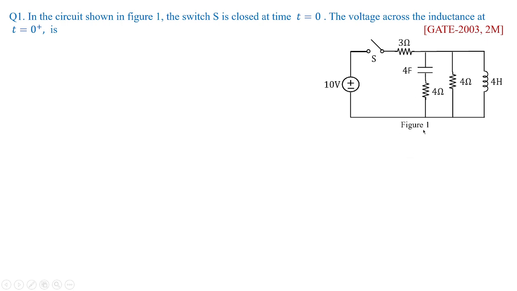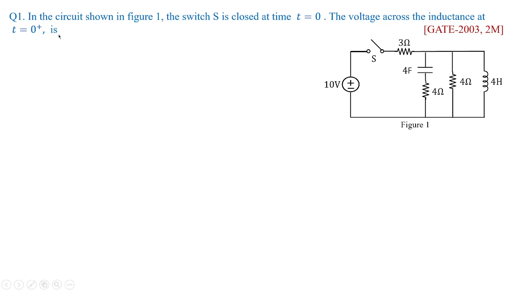You can see in this figure 1. You have 4 farads of capacitor, 4 henries of inductor connected parallel with 4 ohms, and this capacitor is in series with 4 ohms. All are connected in parallel, and that is connected in series with 3 ohms, and the switch is provided, and 10 volts is going to give the energy to the circuit. So the switch is closed at time t equal to 0. We need to find out the voltage across inductance at t equal to 0 plus.